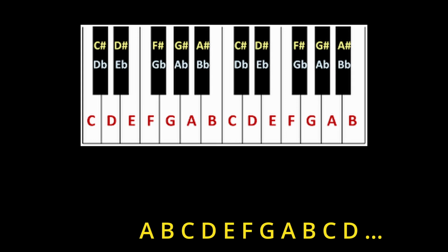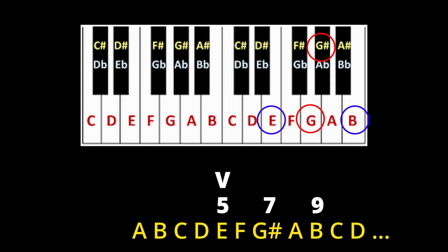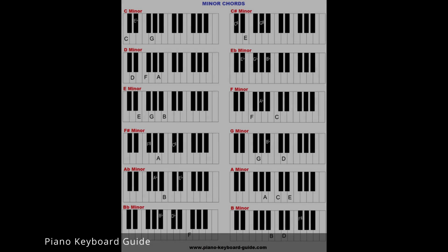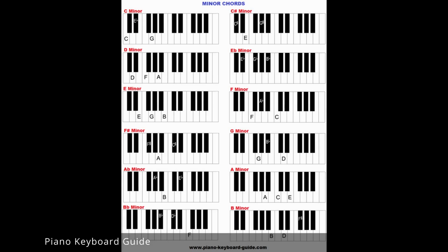Minor scale A, B, C, D, E, F, G, A, B, C, D. 1 is A, C, E, 4 is D, F, A, 5 is E, G, B, or with G sharp, E, G sharp, B, and back to D, F, A. Remember that you can do it in any scale. I'm just showing you the easiest ones.